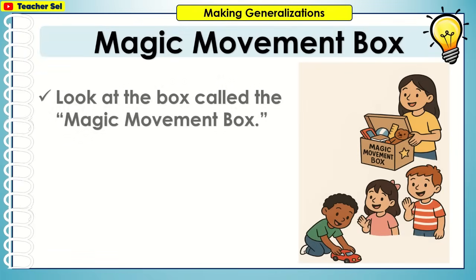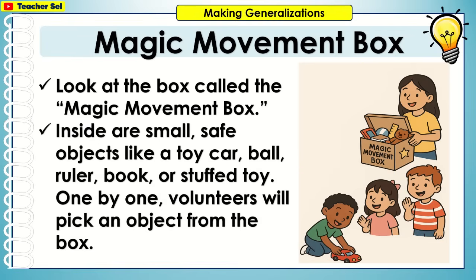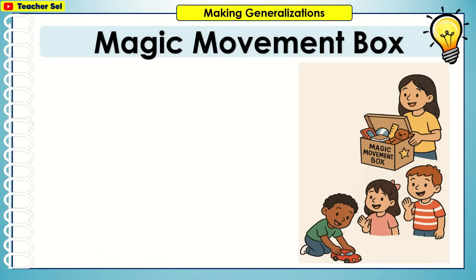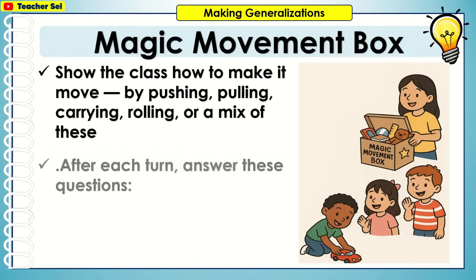Magic Movement Box. Look at the box called the Magic Movement Box. Inside are small, safe objects like a toy car, ball, ruler, book, or stuffed toy. One by one, volunteers will pick an object from the box. Show the class how to make it move by pushing, pulling, carrying, rolling, or a mix of this.